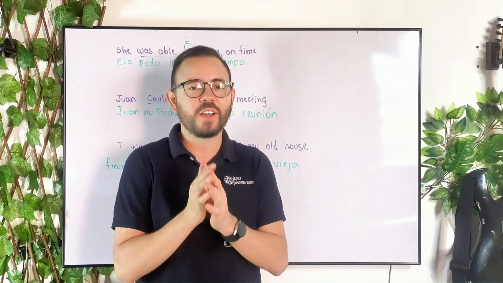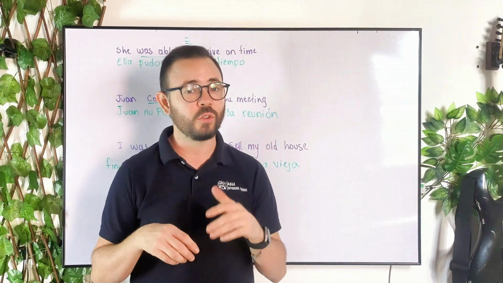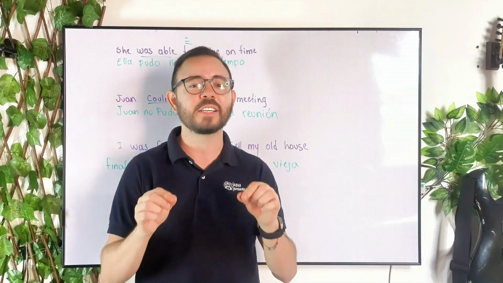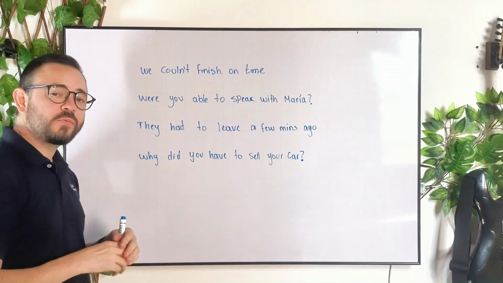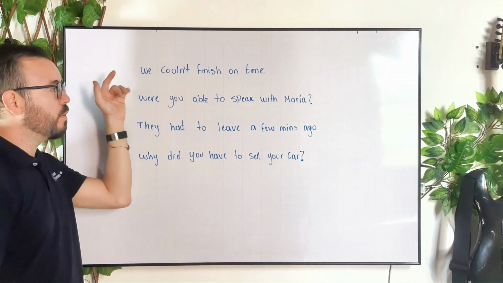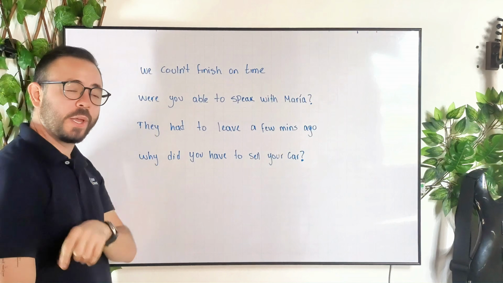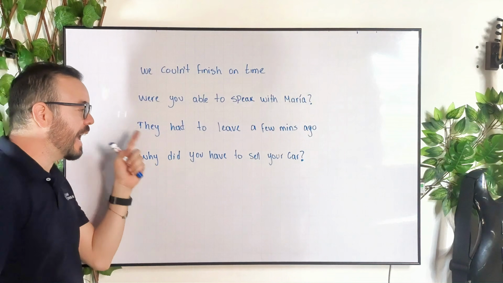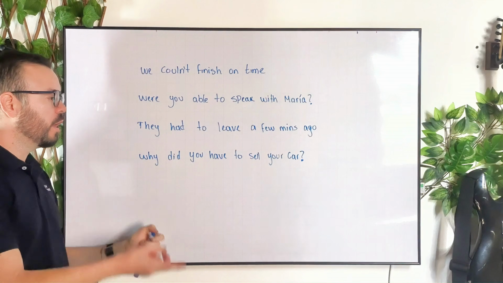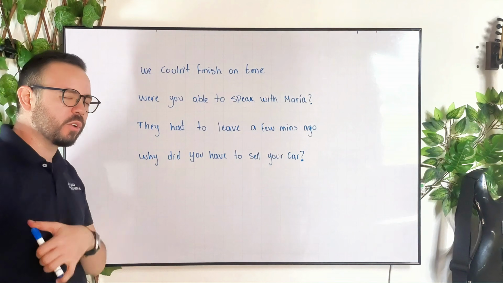But now, and as always, I'm going to leave you guys with a few phrases here in English. So you need to let me know in the comments how you would say that in Spanish, right? Okay, these are the four phrases that we're going to be doing, okay? You couldn't finish on time. Were you able to speak with Maria? Then we have, they had to leave a few minutes ago. And a question form, why did you have to sell your car?